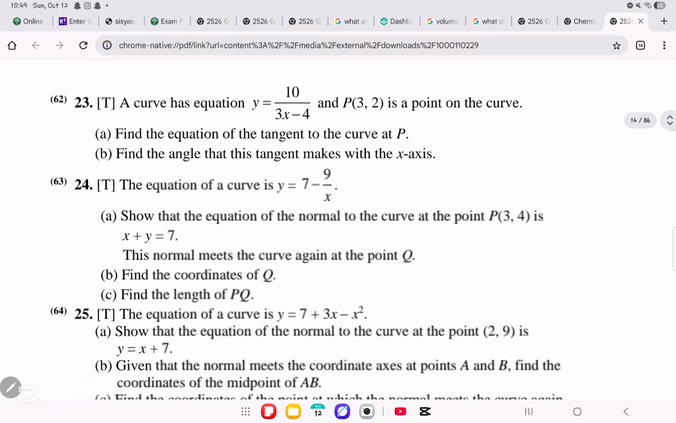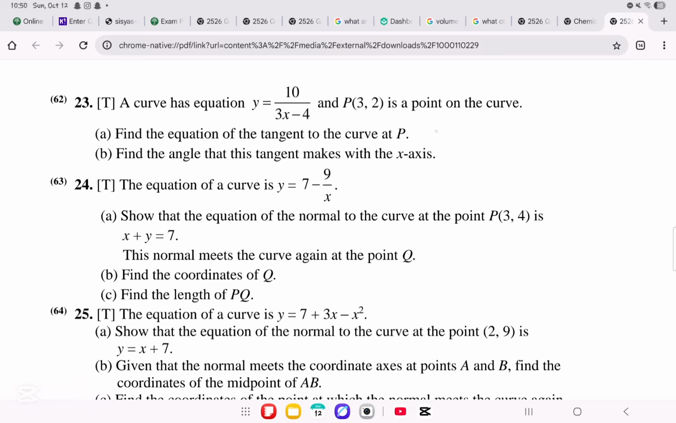A curve has the equation y equals 10 over 3x. Did we talk about the angle? No, but I doubt it would be that hard to find the angle. Okay, this is important. A curve has equation y equals 10 over 3x minus 4 and P(3, 2) is a point on the curve. Find the equation of the tangent to the curve at point P.